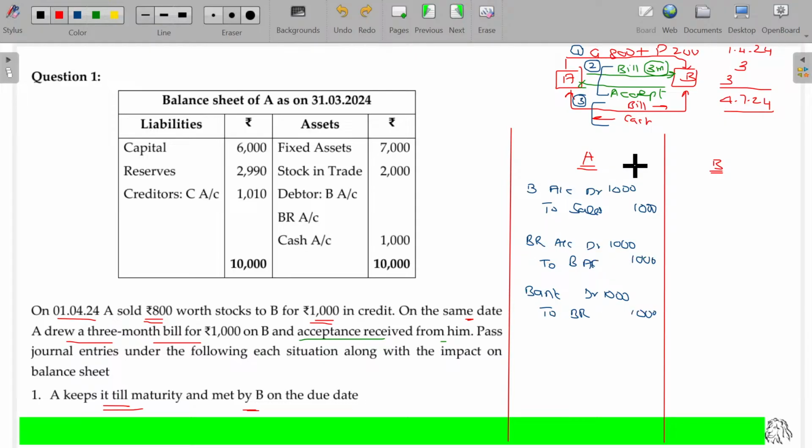So the first one is the credit transaction. The second one is that his name is converted into BR. The third one is that we are collecting the money for the BR. What happens in the books of B?